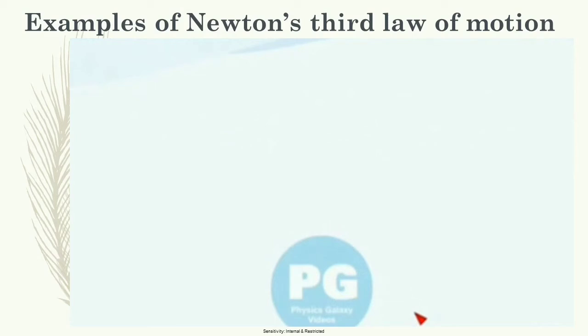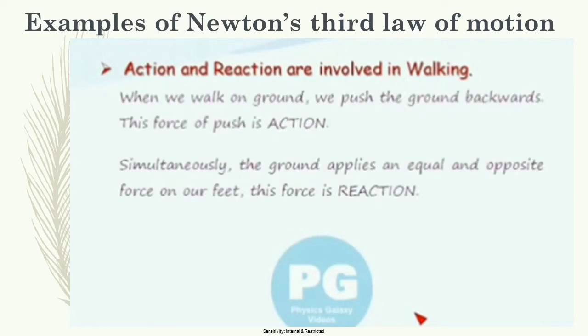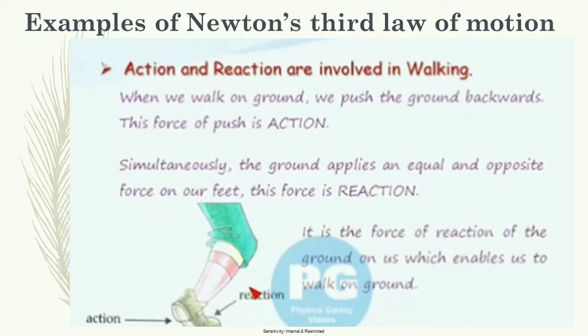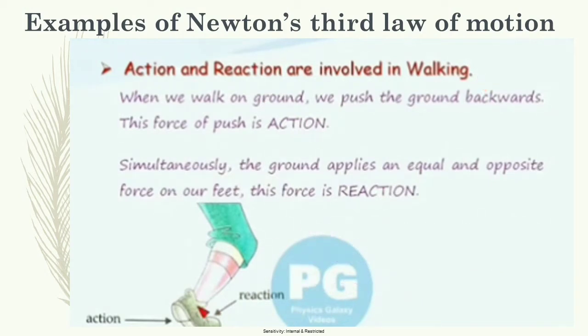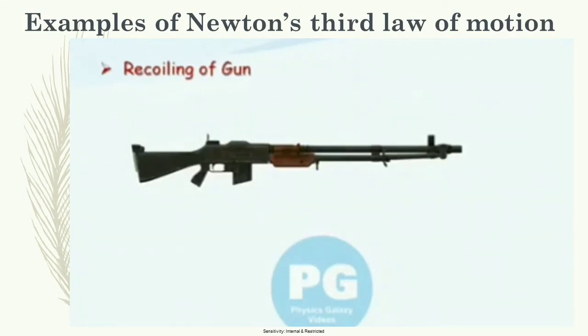Now we will see the applications of Newton's third law. Action and reactions are involved in walking. How do we walk? When we walk on the ground, we push the ground backwards. This force of push is action. Simultaneously, the ground applies an equal and opposite force on our feet. This force is called the reaction. You can see here action and reaction forces. Both are acting here. So, it is the force of reaction of the ground on us which enables us to walk on the ground. That's why we are able to walk.